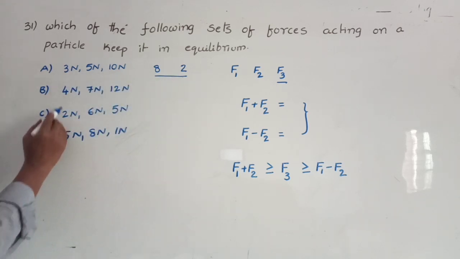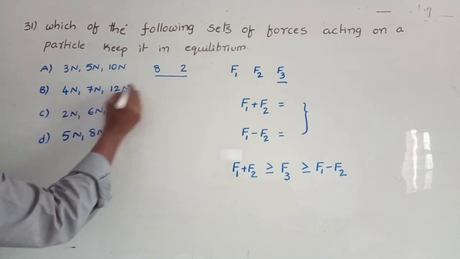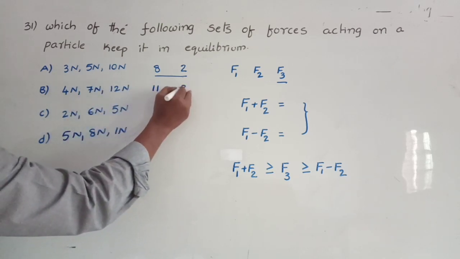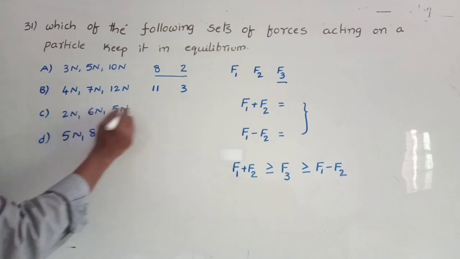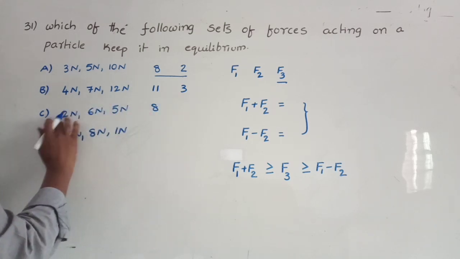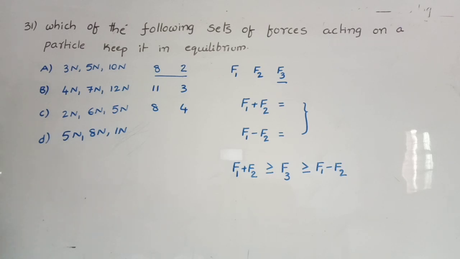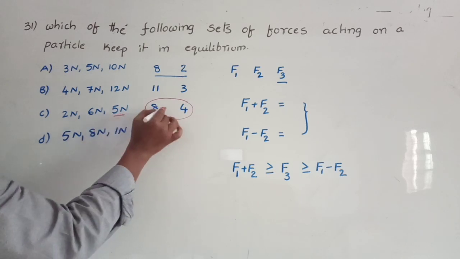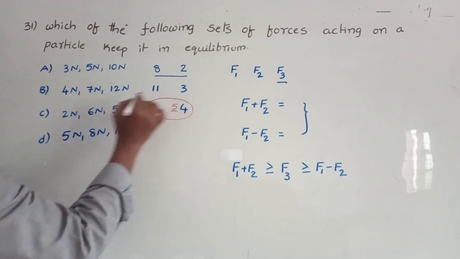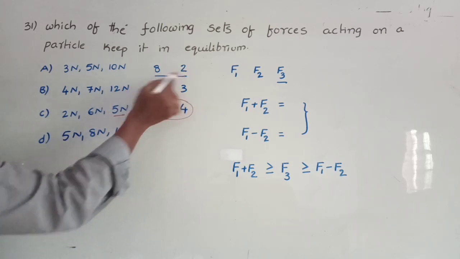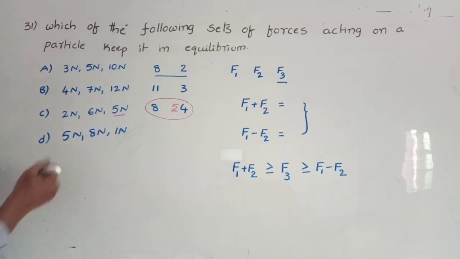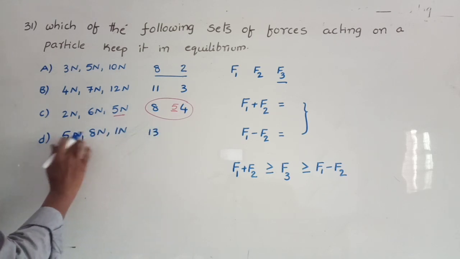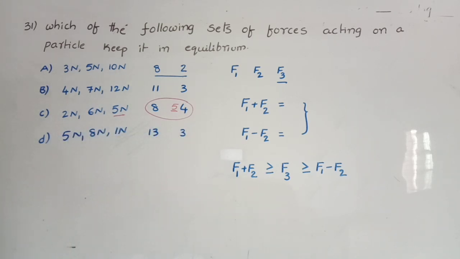So, wrong set. Here, 4 and 7. 4 plus 7 is equal to 11. 7 minus 4 is equal to 3. Not. If you take here, 6 plus 2, 8. 6 minus 2, 4. Here, 5 lies between 8 and 4. This number lies between them. But here 12 does not lie between, not equal. In the third set also, 5 plus 8, 13, 8 minus 5, 3. But here 1 is not in this region. That's why this pair keeps the particle in equilibrium.